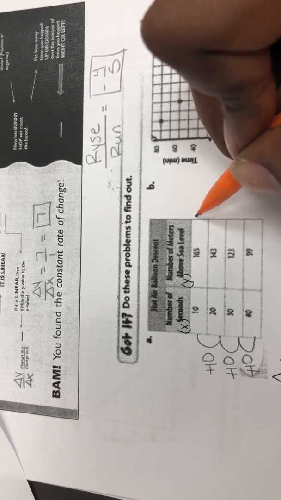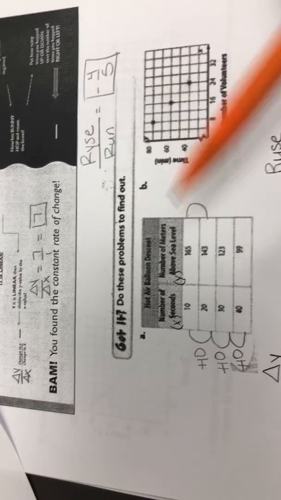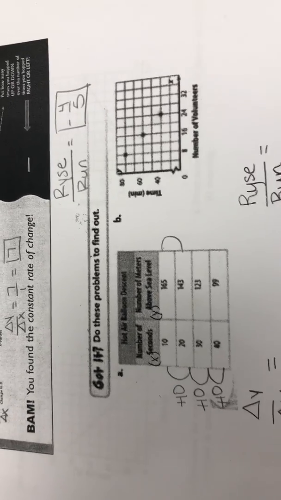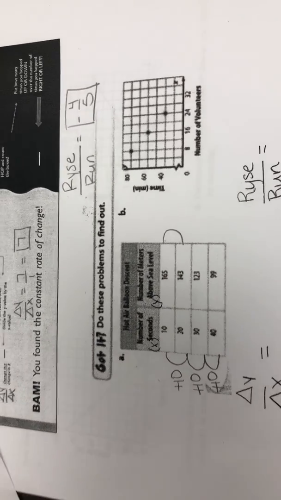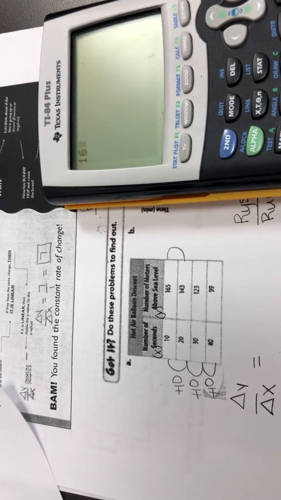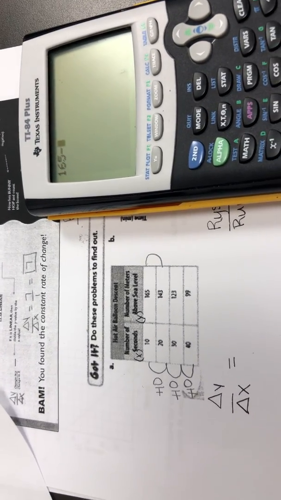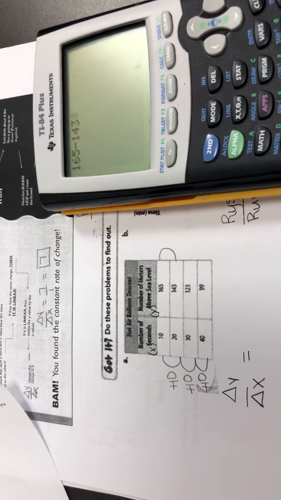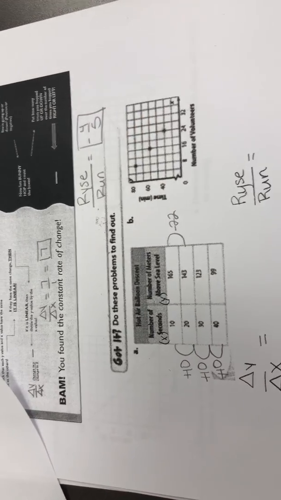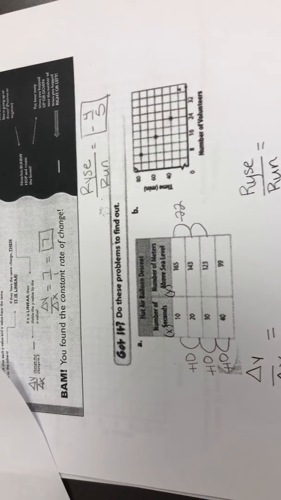All right, now let's try this side. In order to get from 165 down to 143, okay, and you can only add or subtract. Well, obviously, we subtracted some, but let's figure out how much we subtracted. So to get from 165 down to 143, looks like I subtracted 22.